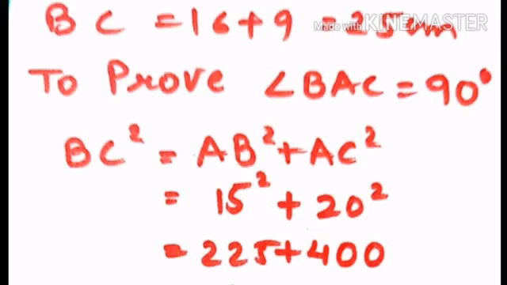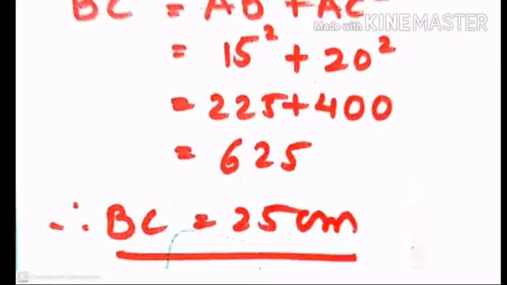Now AB value is 15 and AC is 20. So by squaring, 225 plus 400, the sum of them will become 625. So here we get our BC value as 25 centimeter, which is already given in the question, that 9 plus 16 is also 25. So here we have completed the verification of Pythagoras theorem. So we can say that angle BAC is 90 degree. Hence we have completed our proof by using Pythagoras theorem.